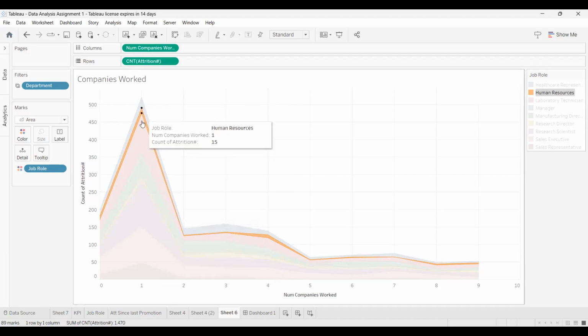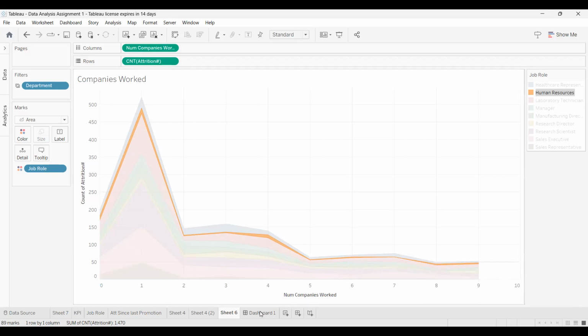So this is also something that HR needs to look into. People who have just joined, how do we retain them? How do we keep them in the organization without them leaving? On the other hand, people who have been there for long, for quite a bit of time, tend to stay longer in the organization.